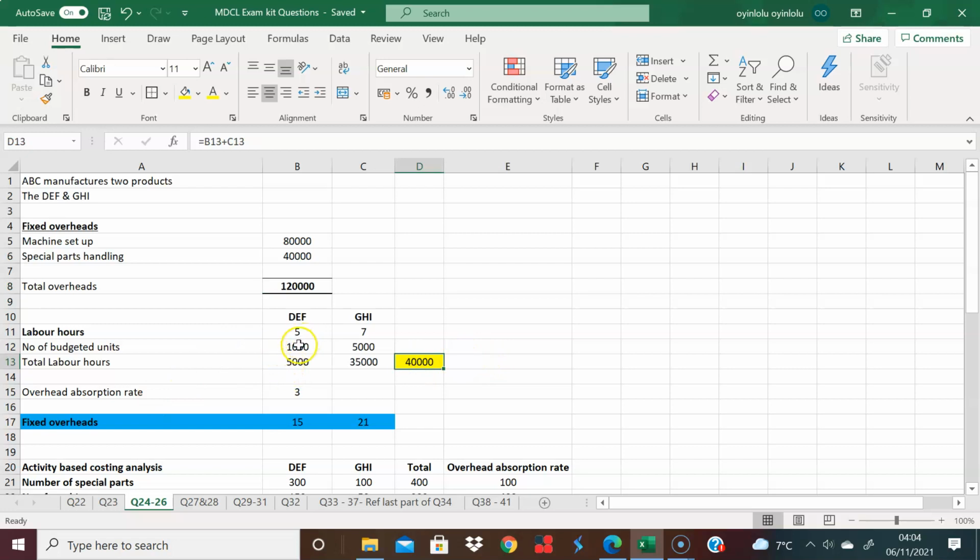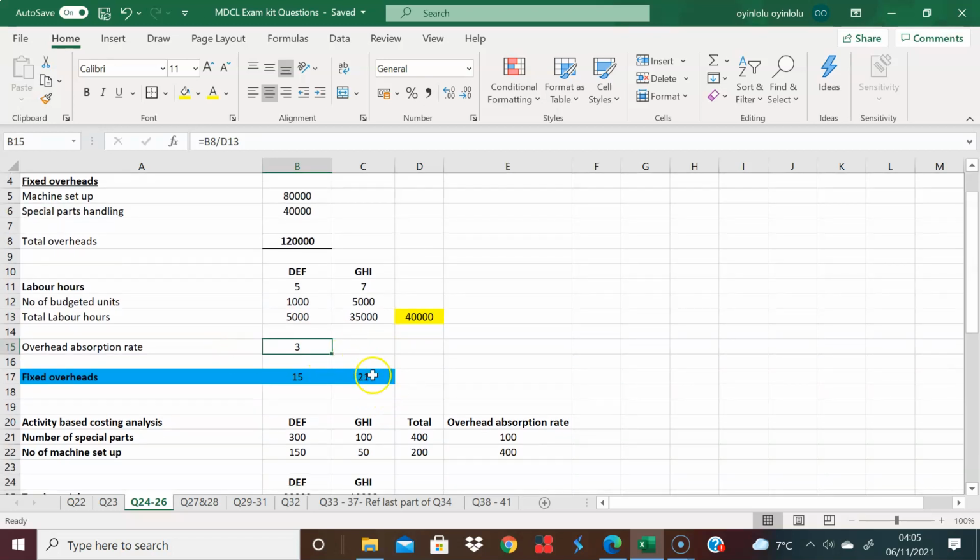So what do I have? I have the total number of budgeted units, and I have the labor hours per unit given to me. 5 hours for every unit, you're making 1,000, so therefore your total labor hours are 5,000. The same thing here, 7 hours per unit, you have 5,000 units, that's 35,000. So you have a total of 40,000 hours. And therefore, the overhead absorption rate must be the 120,000 divided by the 40,000, which is equal to 3.